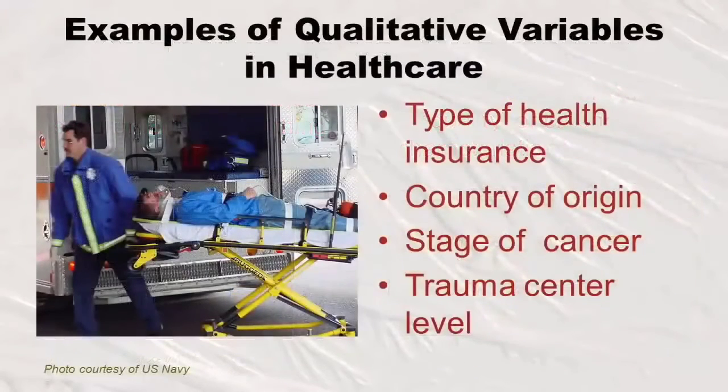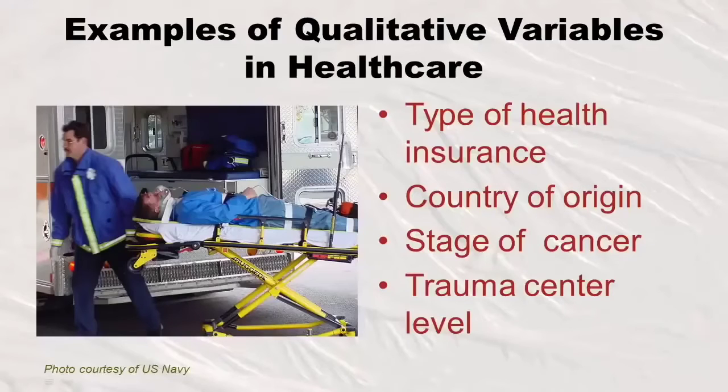So here are some qualitative variables in healthcare. You can have type of health insurance, like whether you're on Medicare or Medicaid or different types of private insurance. Those are all just categorical, right? You can't make a mean out of that. Also, country of origin. If you're in a group of students and there are international students in there, what countries are they from? Well, you can't make a mean out of that.